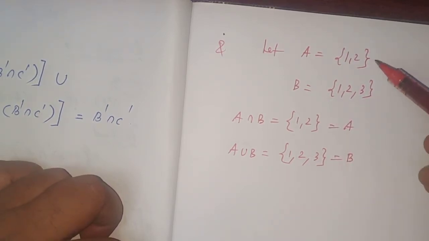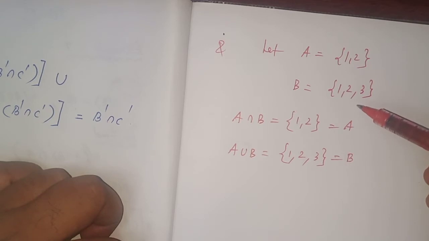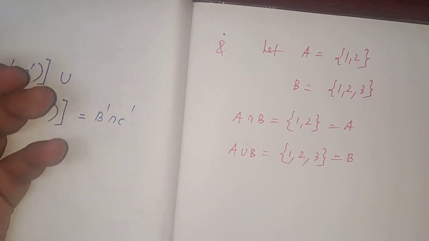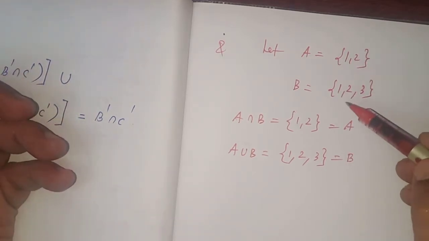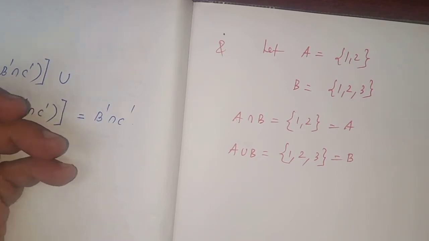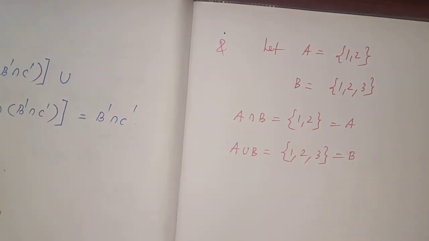Condition: all the elements of one set must be in the other set. One set has more number of elements. Here 1, 2, here also 1, 2, here one extra element. Now we can get into that problem.